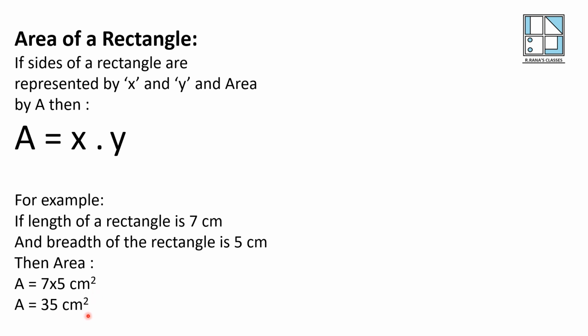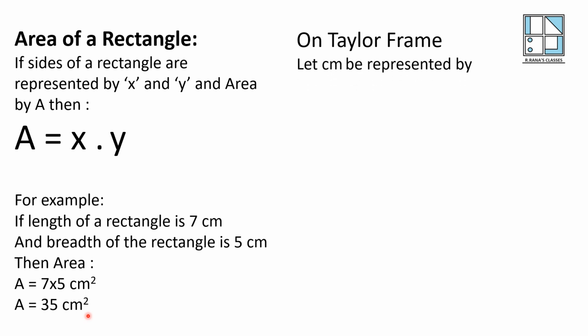It's 35 centimeters square. On Taylor frame, let centimeter be represented by this symbol. And I told you in the previous episode also that this particular symbol on Taylor frame can be put for any particular value. Like here it is for centimeter, to represent a particular unit.